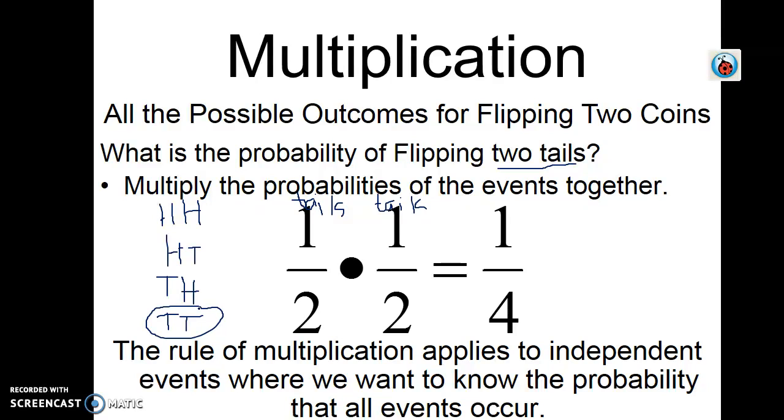So I can either list the outcomes and then see it's 1 out of 4, or I could have just multiplied 1/2 times 1/2 to get 1/4. Let me show you on a different example how that works.